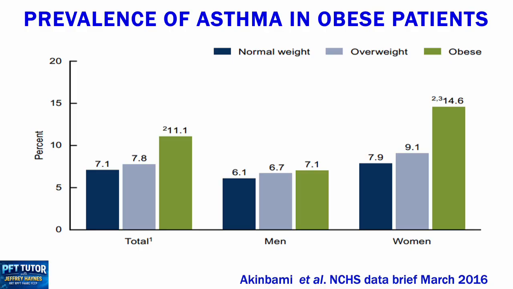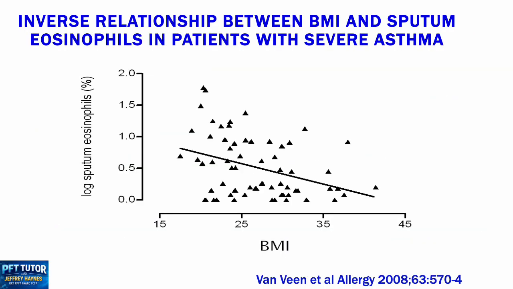In this study, asthma prevalence is shown in subjects that are normal weight in blue, overweight in gray, and obese in green. As you can see, there is a much higher incidence of asthma in obese patients, especially in women. Patients with late-onset obesity-related asthma tend to have non-allergic or non-atopic asthma without type 2 inflammation.